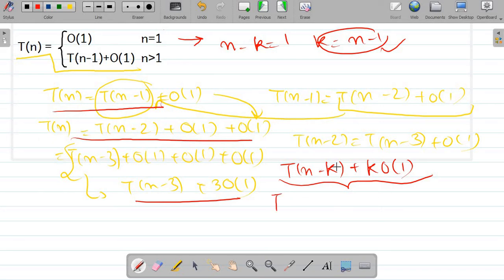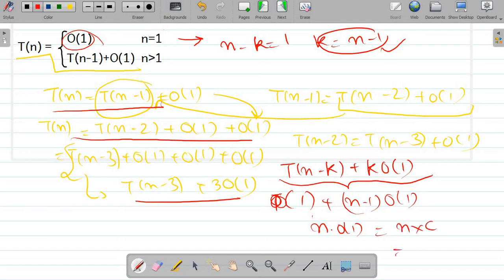So over here I'll replace k with n minus 1 and hence I'll get T(1) plus n minus 1 times order of 1. Now T(1) is nothing but order of 1, so this becomes order of 1 and hence I can write it as n times order of 1. And this is nothing but n times a certain constant, so I can write it as order of n. Now see, any recursive function which has this recurrence relation, maybe for time or space or swaps or comparisons, shows a linear property and works in order of n.